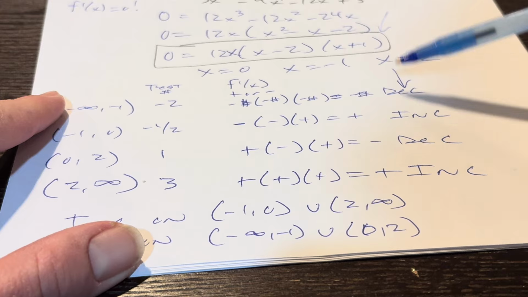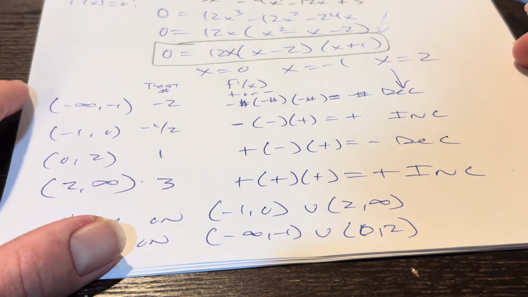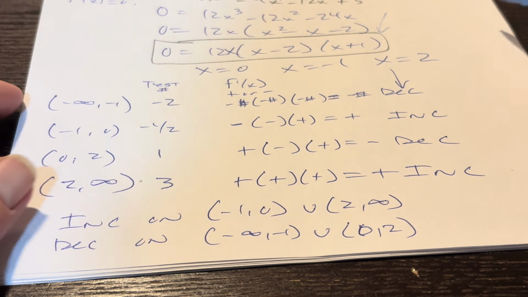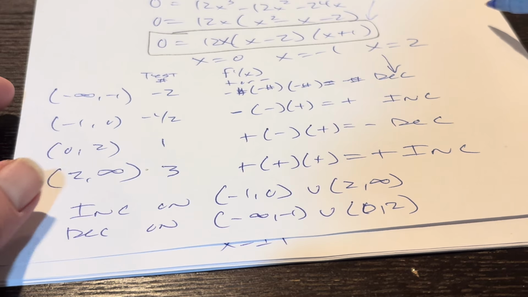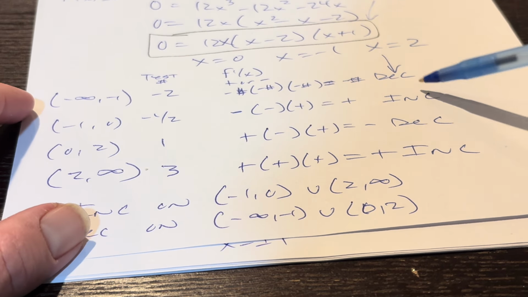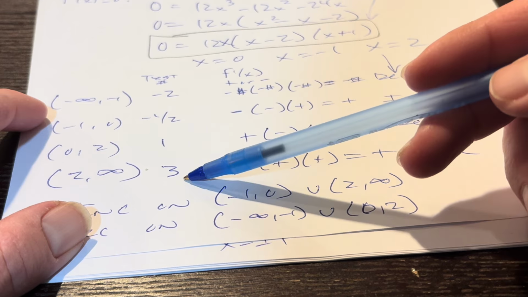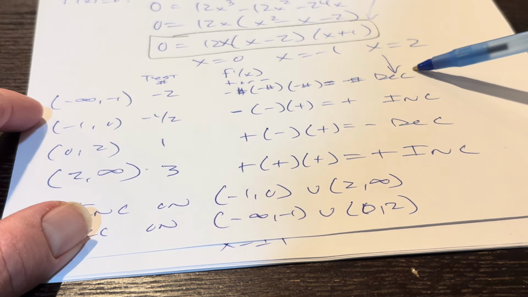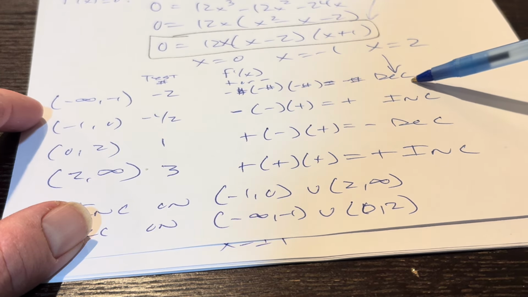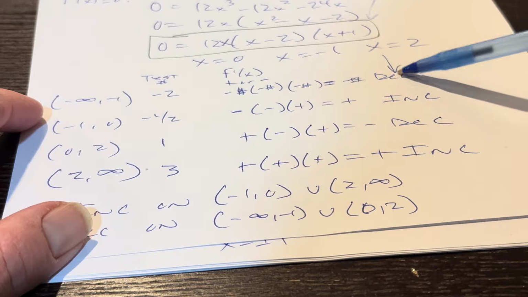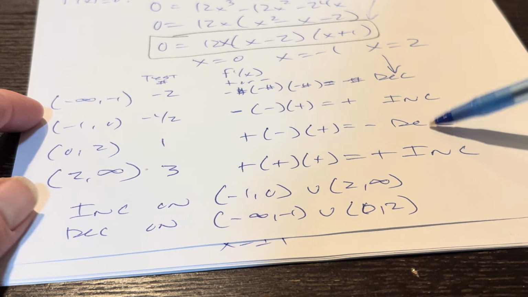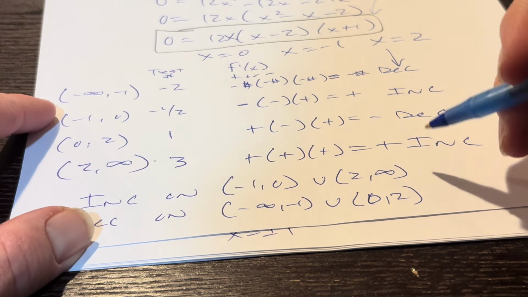A lot of times you'll see it alternate. Not always, though. We'll catch a few of those later. So the function is increasing on negative 1 to 0, union 2 to infinity, and decreasing on the interval negative infinity to negative 1, union 0 to 2. That's how you write it right here. This would be your answer.